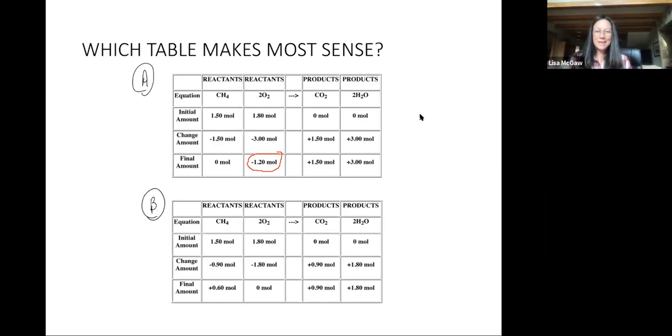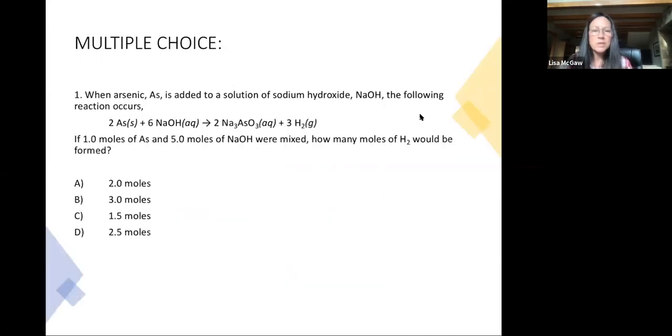And that's what was kind of giving it away. You can't come up with a negative number of an amount of moles. So that didn't make any sense at all. So you've got to think about which one was the limiting reactant. So that's kind of how that little table works. And I like it. I especially like it for working multiple choice questions.